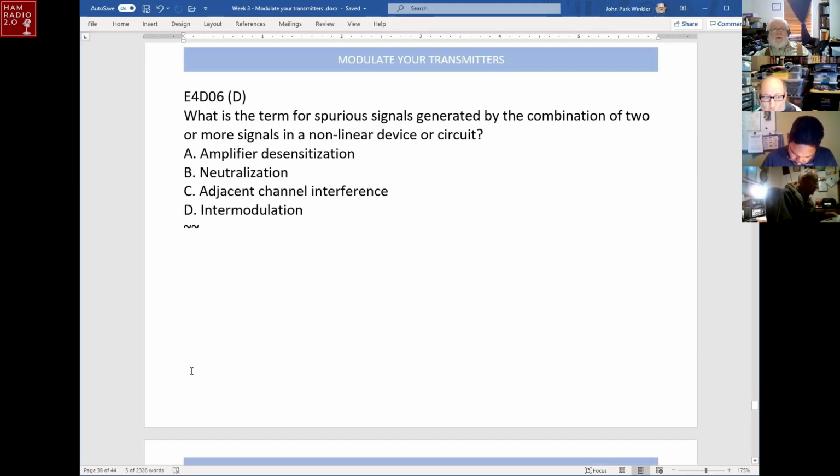What is the term for spurious signals generated by combining two or more signals in a nonlinear device or circuit? And the answer is intermodulation. It's two signals that get combined in a way that you don't really want them combined.